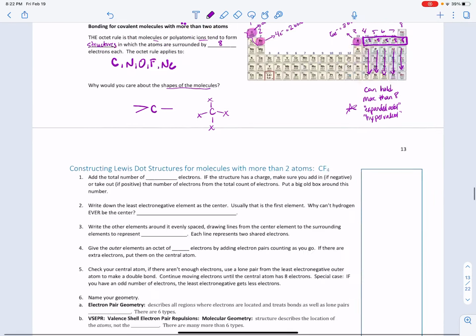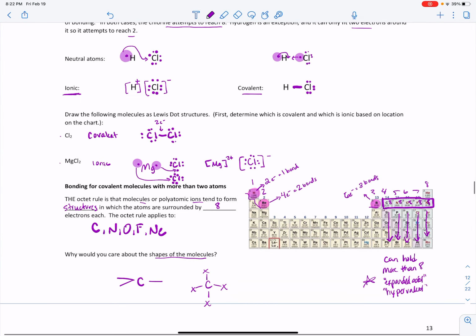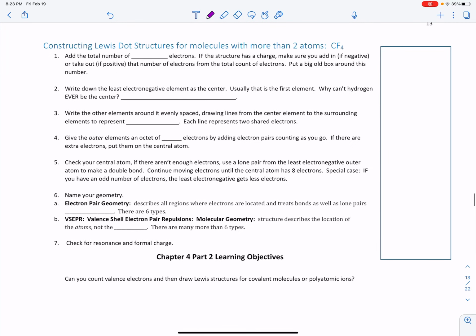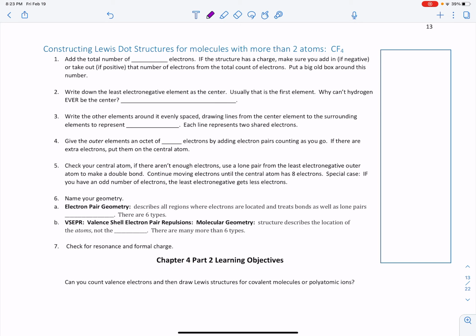So now that you know how to go about drawing these covalent things with lines, we're going to practice. We're going to go with things that are more than 2 atoms. So we're going to do our example with CF4. And we're going to go through step 5. And we actually are going to do step 7 next time. But we're only going to go through step 5. But there's more to it that we'll talk about later.